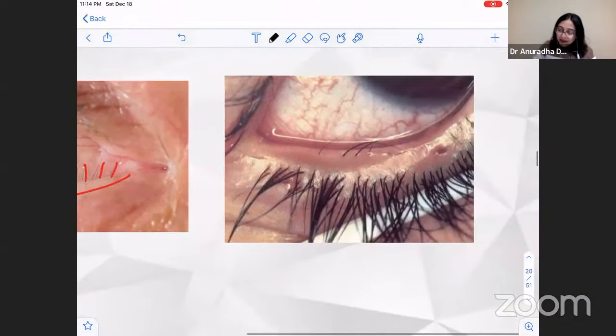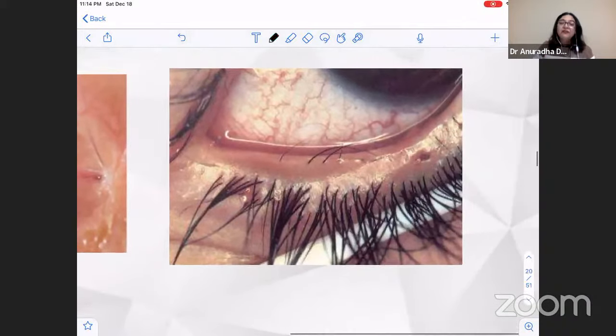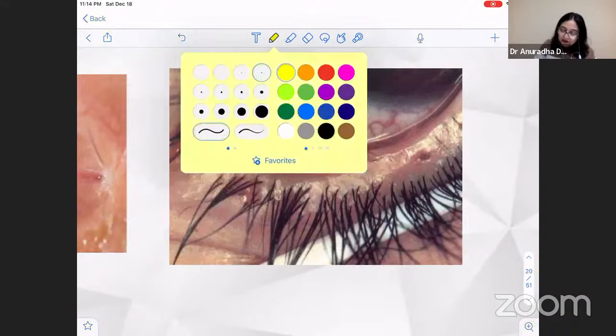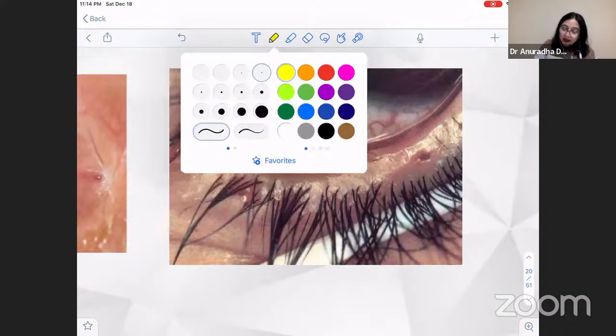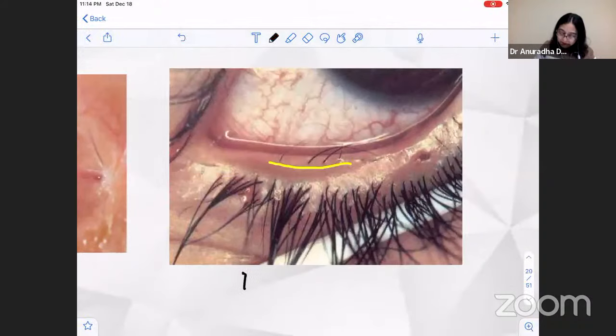Then there can be an extra row of the lashes. So you notice here that there is a normal row of lashes and then there is an extra row of lashes here. This condition is known as distichiasis. This condition is known as distichiasis.